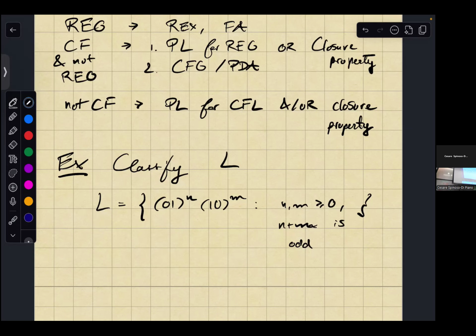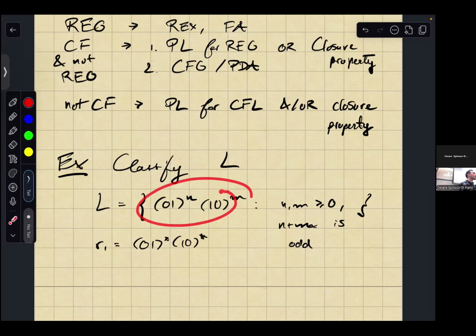Alrighty. So hopefully you had a chance to think about it. Let's look at it together. So the language here that we have is, like I said before, a sequence of 01s followed by a sequence of 10s. So already, if the language was just that, then it would be regular, right? Why would it be regular if it was just that? Because I could just have the regular expression (01)*(10)*, and that would recognize all the strings that look like this, okay?